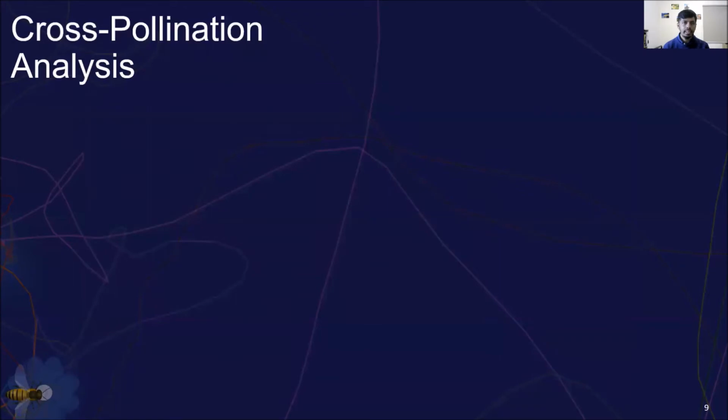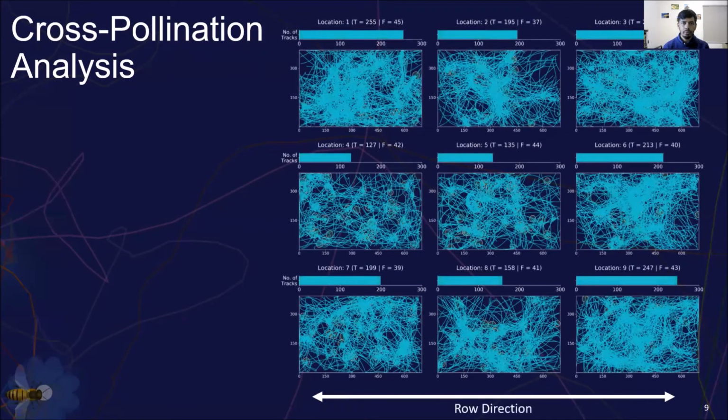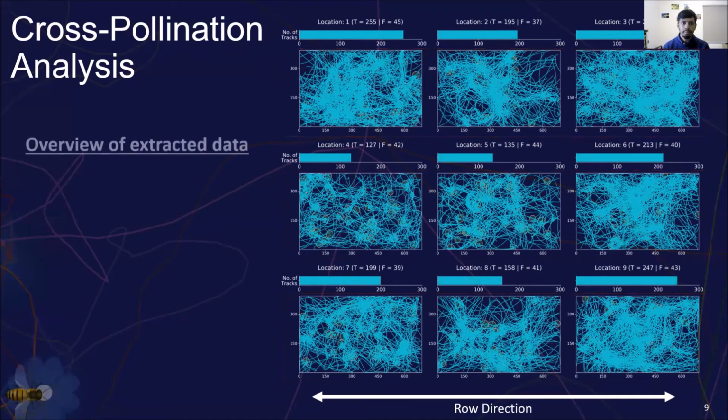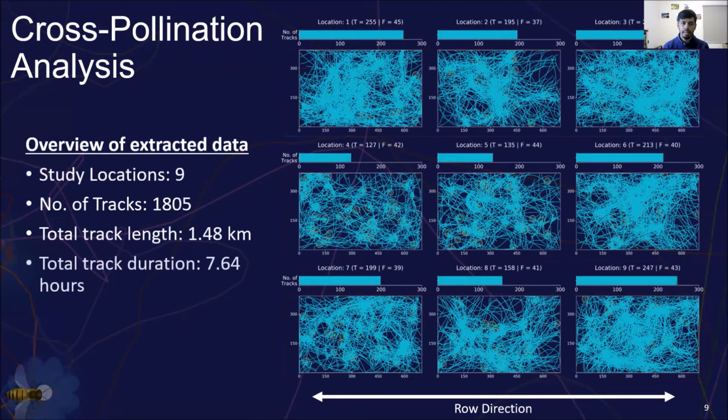Next, I will present the results of this study. So these are plots showing the honeybee tracks recorded at 9 data collection points over 6 days. The blue lines in the plot represent honeybee tracks, and the bar charts above the plot show the number of honeybee tracks recorded at each data collection point.